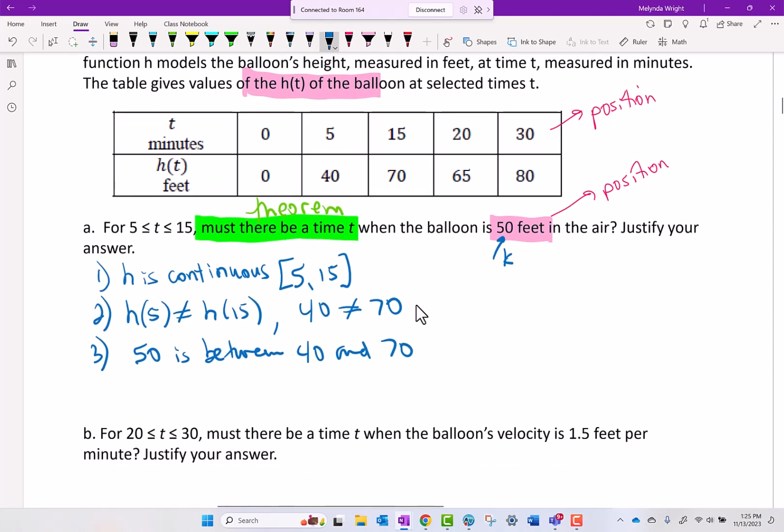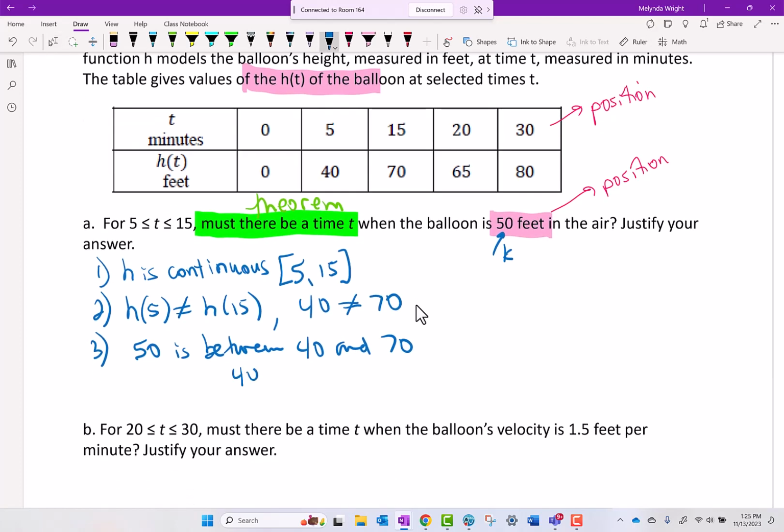Now, some students prefer to write like 40 less than 50 less than 70. That is perfectly fine if you write it like that, if you want to put it in an inequality. Never mind. I was going to ask, how did you know to use 5 and 15, but I just saw it. Oh God, yes, right here. That they will really tell us. They are not going to let us decide.